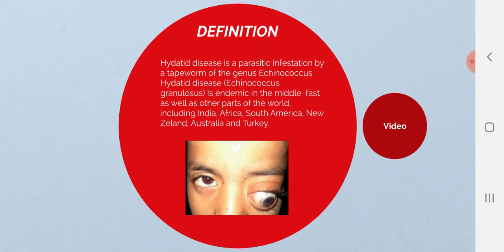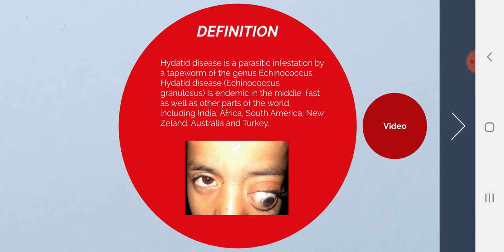Definition: hydatid cyst is a parasitic infestation by a tapeworm of the genus Echinococcus. Hydatid cyst, Echinococcus granulosus, is endemic in the Middle East as well as other parts of the world, including India, Africa, South America, New Zealand, Australia, and Turkey.